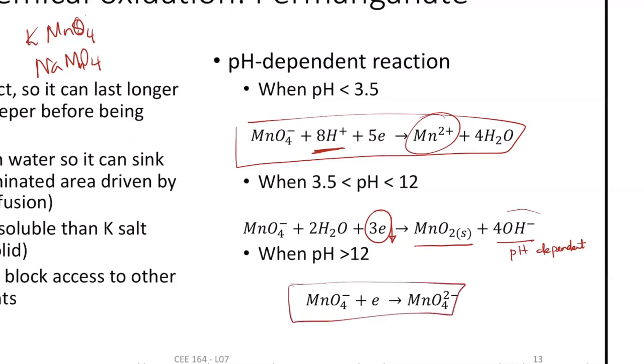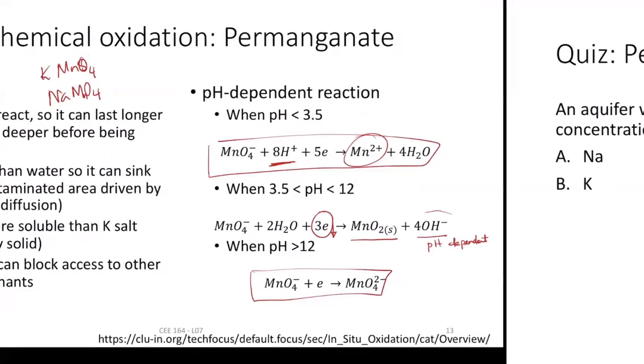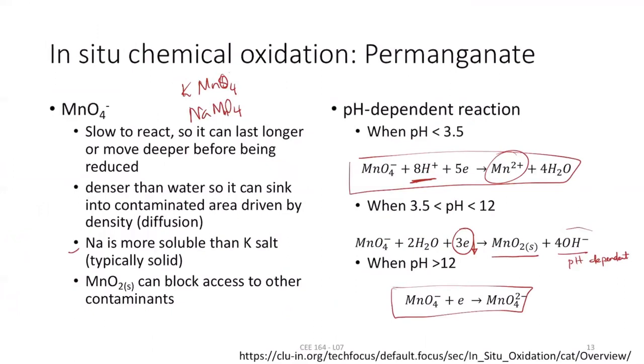This is very unnatural because no groundwater has pH more than 12. This is more about ex-situ treatment. The point here is you should know this equation, at least in the slide. When you see this slide, you should be able to say when it is dependent on pH and when the byproducts form that can have an adverse negative impact. In this case, manganese dioxide can clog the system.